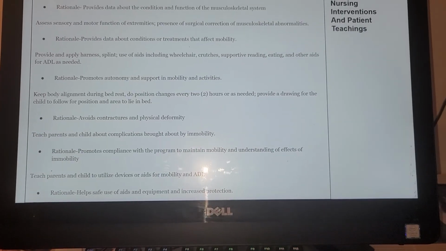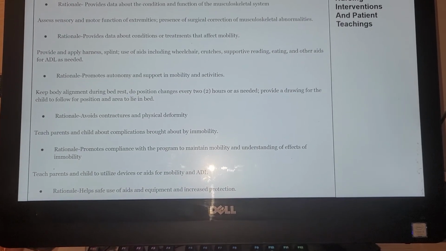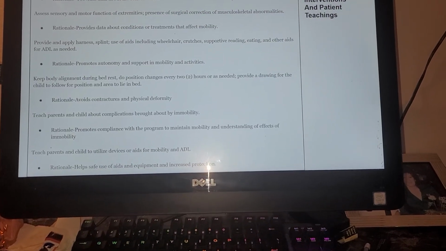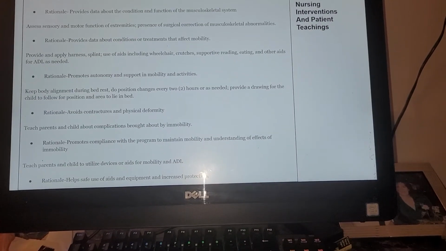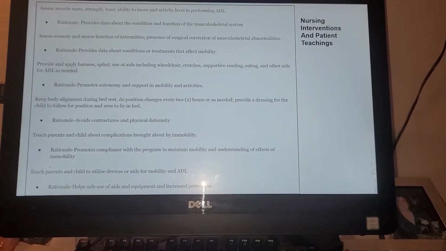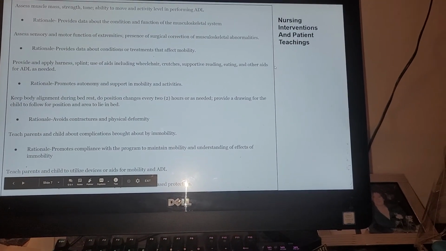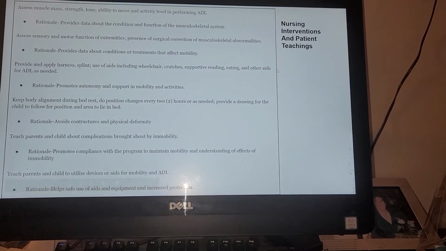Keep the body alignment during bed rest, and do not change positions. The rationale would be compliance with the program to maintain mobility. And then we have patient teaching, which is just to teach the parents how to use the mobility device. And that's it.